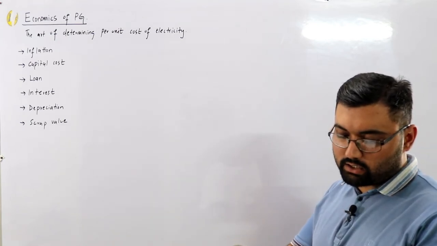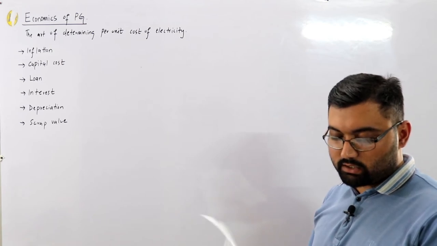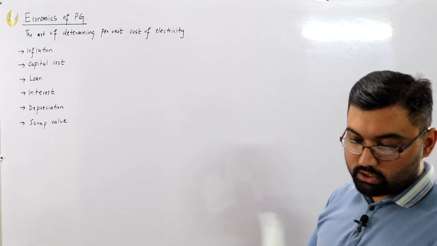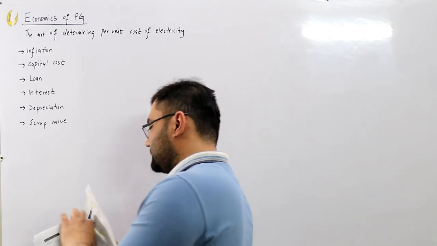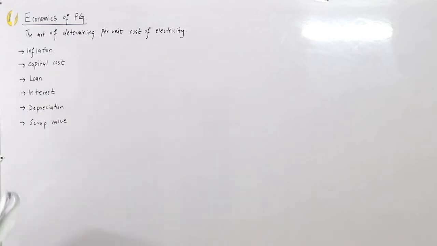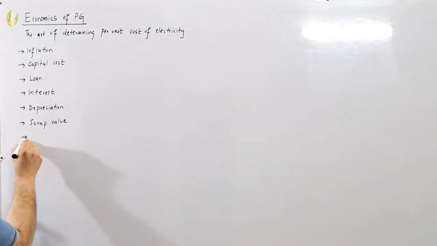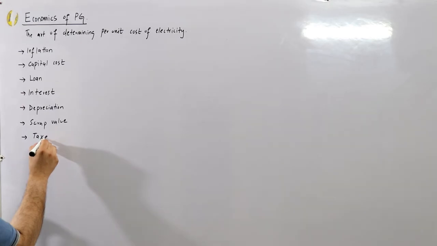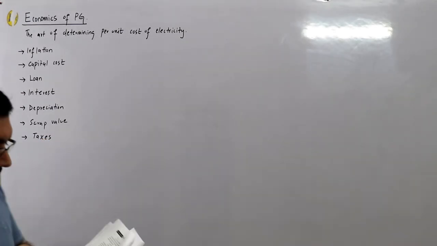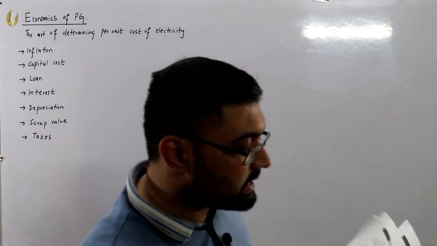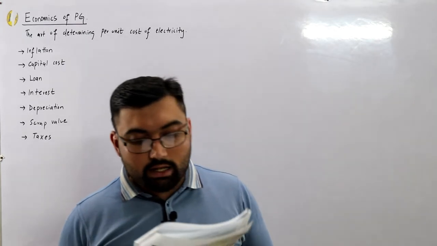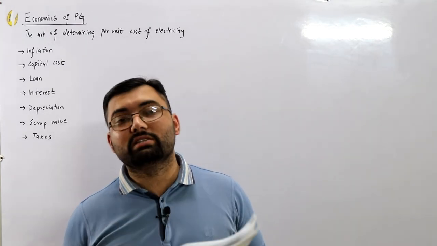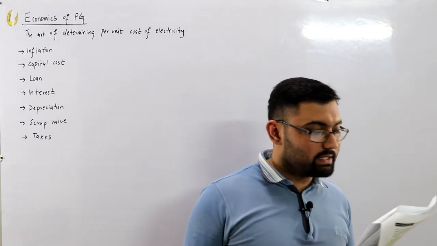Then you also have taxes. So let me write. What is tax? This is the thing that the government takes. A tax is an involuntary fee paid by individuals or businesses to the government. You pay this to the government.